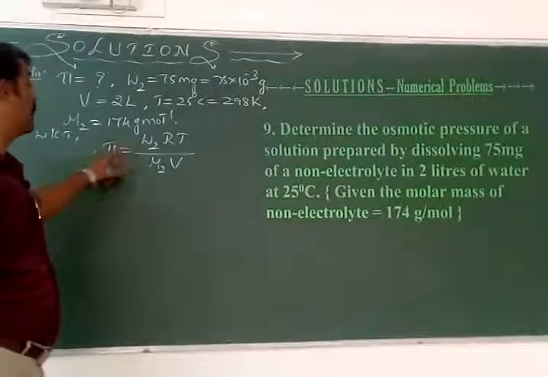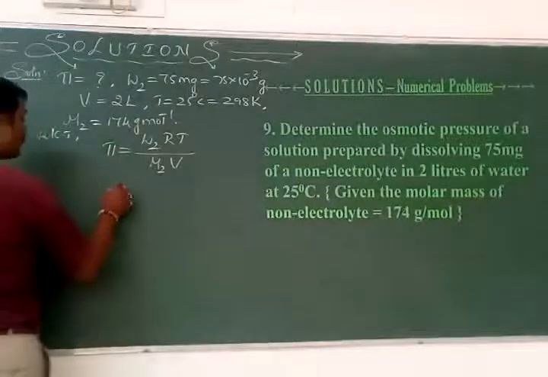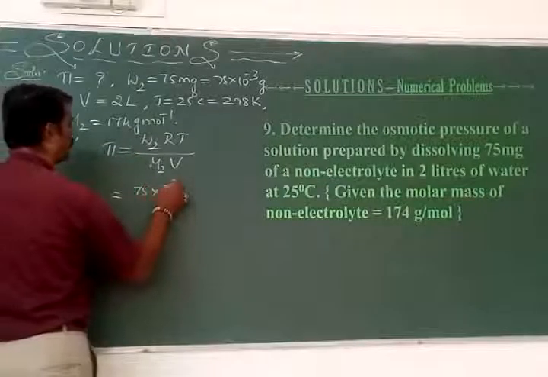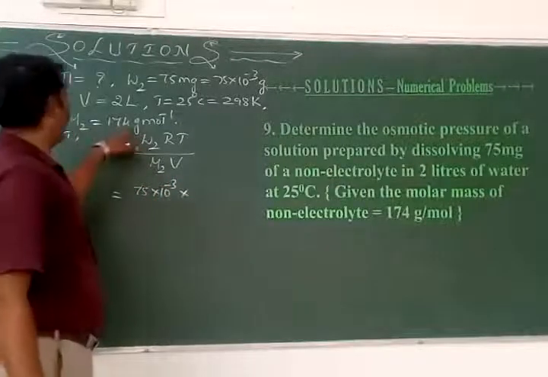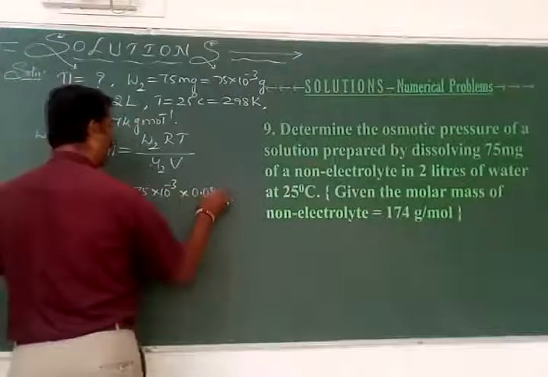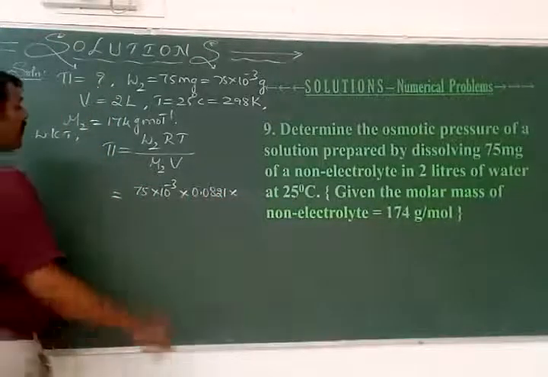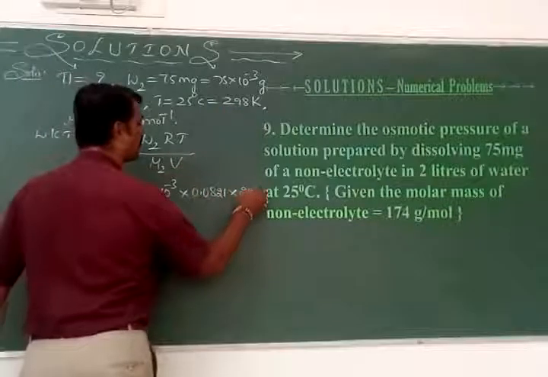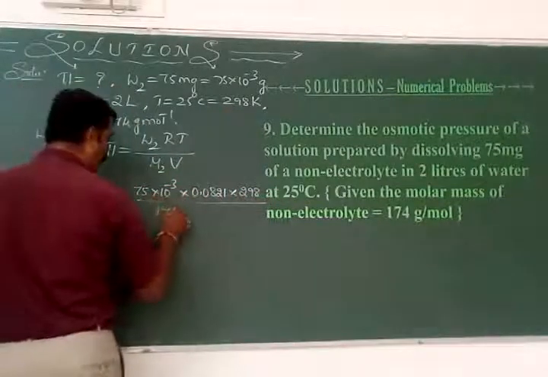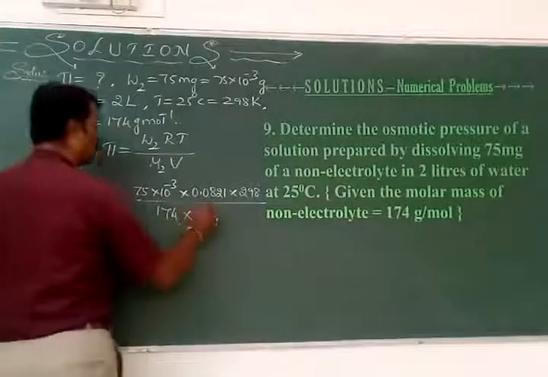Suppose if it is an electrolyte, means it becomes i into W2. i is what factor? Van't Hoff factor. What is i here? Sorry, W2 first. W2 is 75 into 10 to the power of minus 3 into R. As it is in liters, the value of R is going to be 0.0821 in terms of liter atmosphere per Kelvin per mole, and the temperature recorded is 25 degrees Celsius, that is equal to 298 in terms of Kelvin. Molecular mass is already given as 174 into, what is the volume of that one? It is going to be 2.